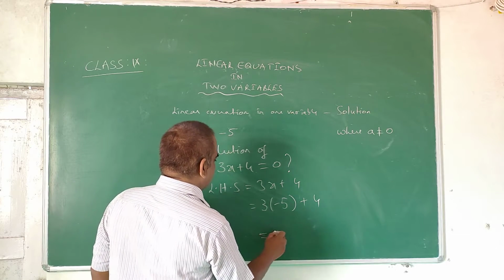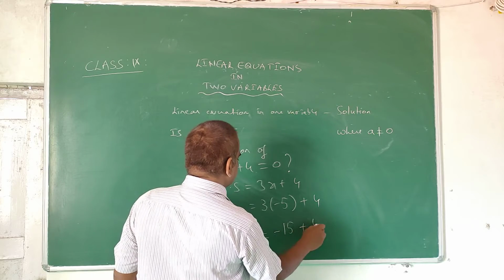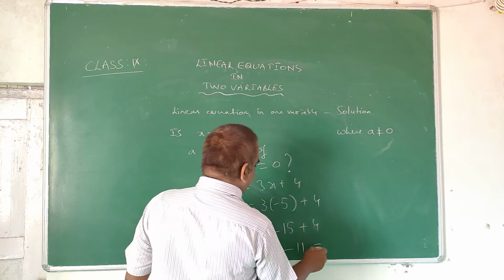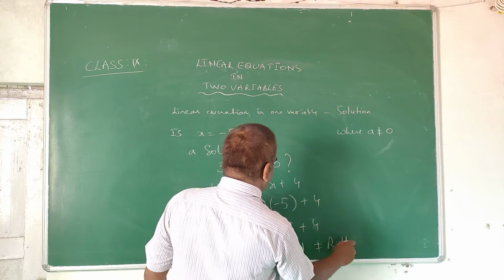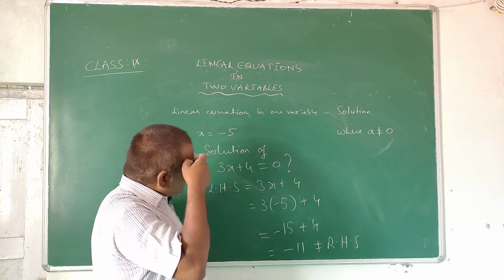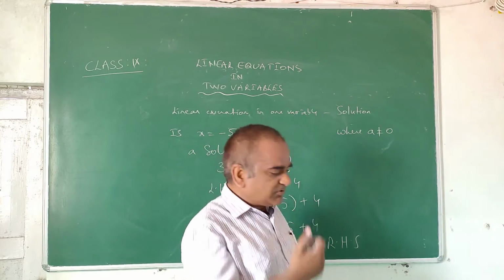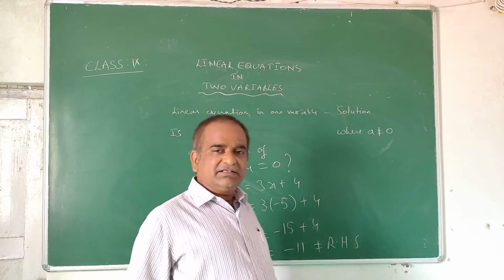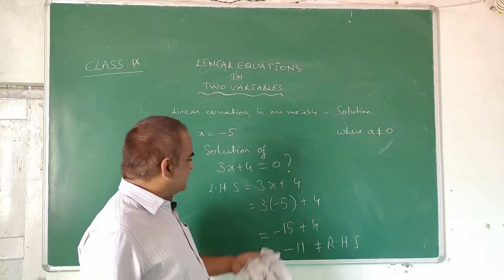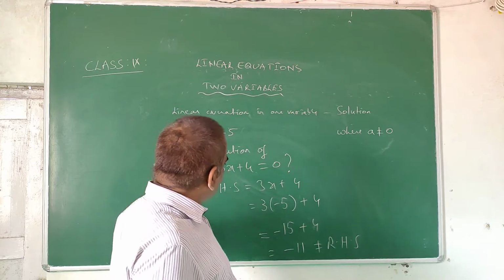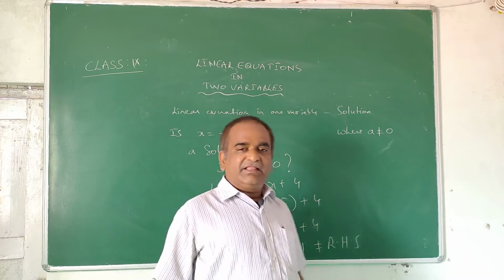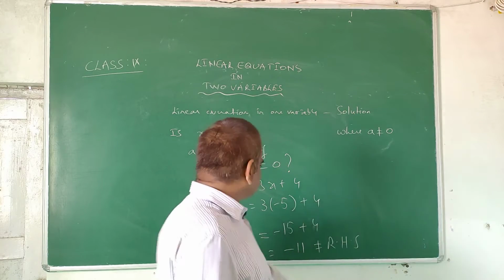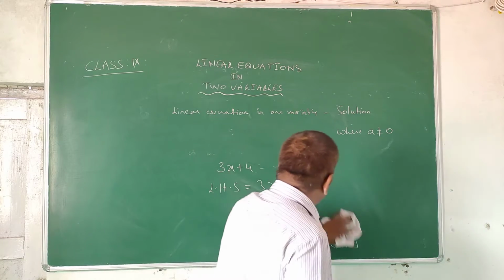So this is equal to minus 15 plus 4, which is equal to minus 11. So the LHS you got is minus 11, which is not equal to the RHS 0. So LHS is not equal to RHS, so you can say that x is equal to minus 5 is not the solution of this given linear equation. This is how you can verify whether the given value is a solution of the equation or not. So now one more example, let us check.